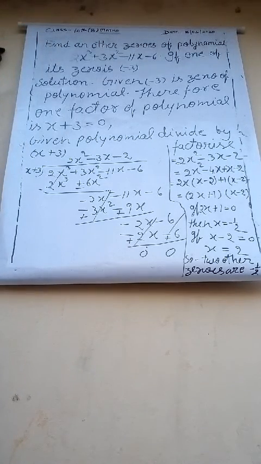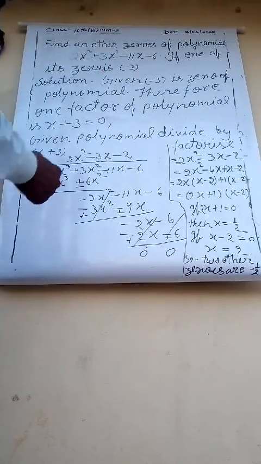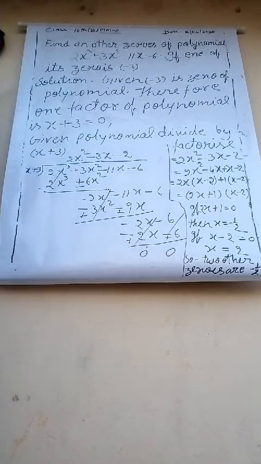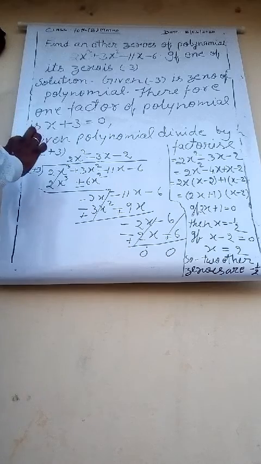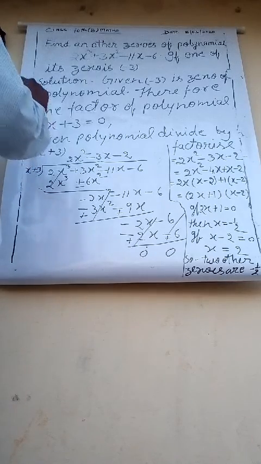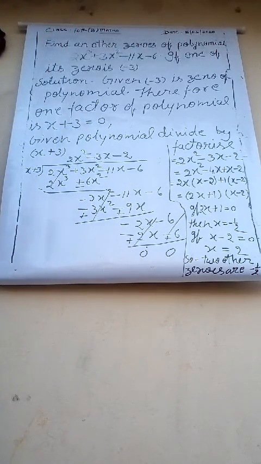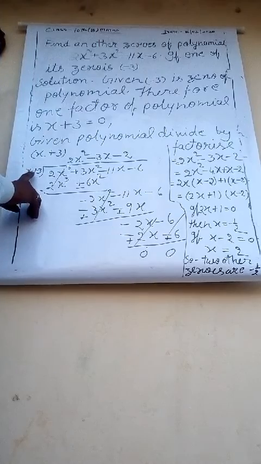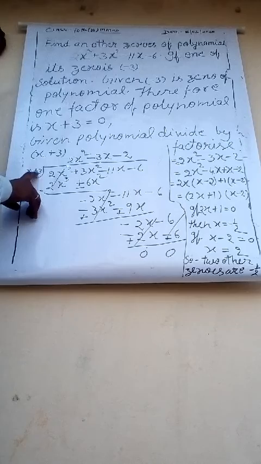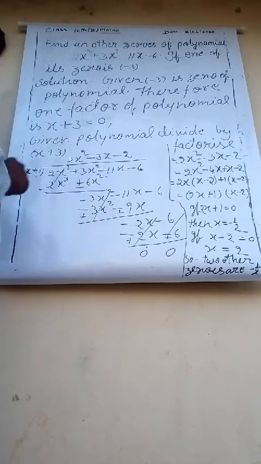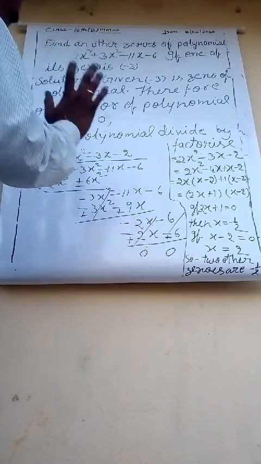Put x is equal to minus 3 and transpose the value minus 3 to the other side of x, so x plus 3 is equal to 0. x plus 3 is a factor of the given polynomial. Divide the given polynomial by the factor x plus 3. We get quotient 2x square minus 3x minus 2 and remainder is 0.